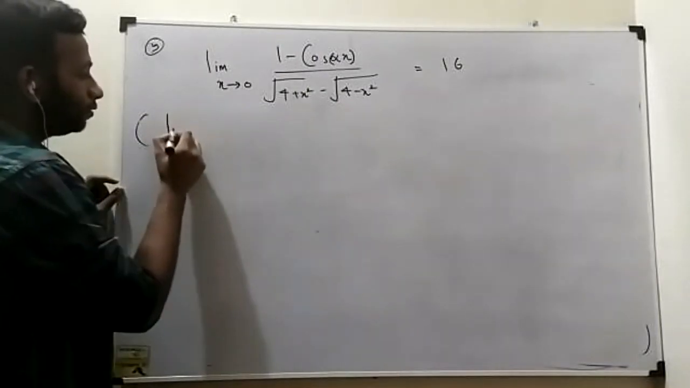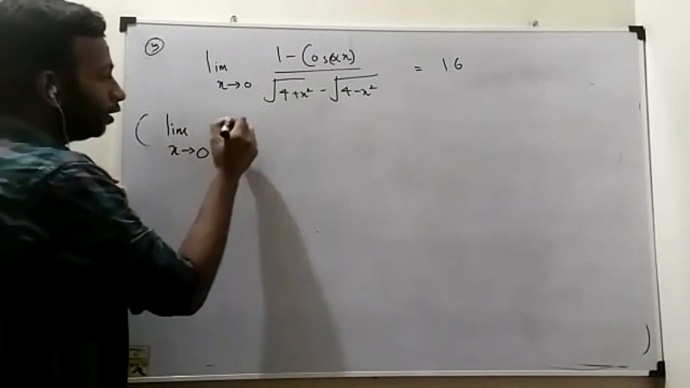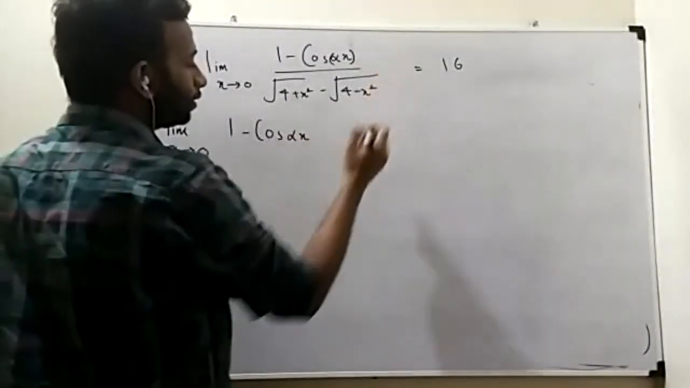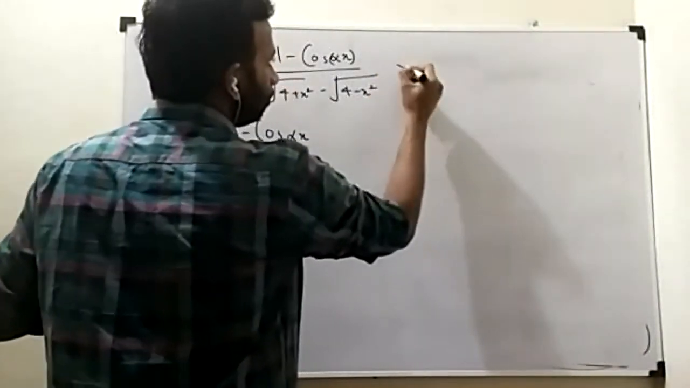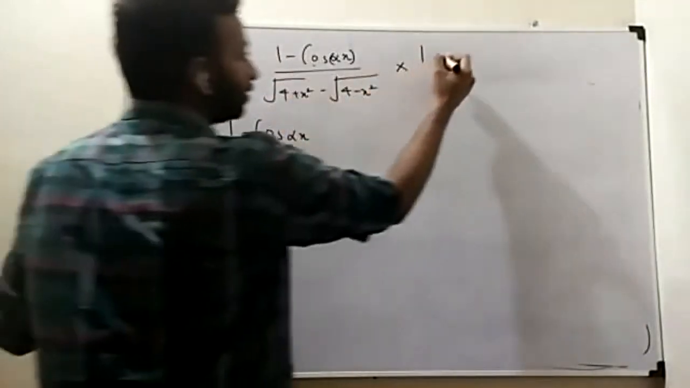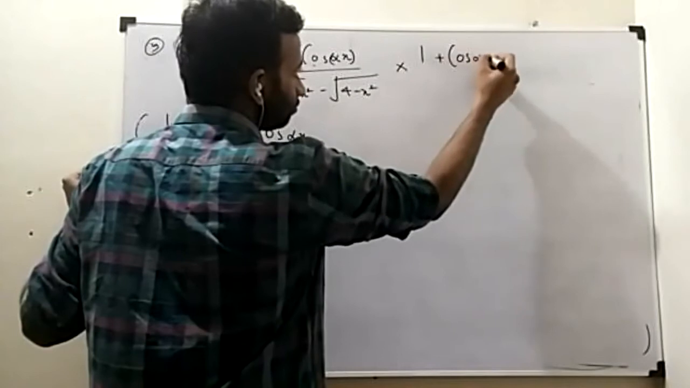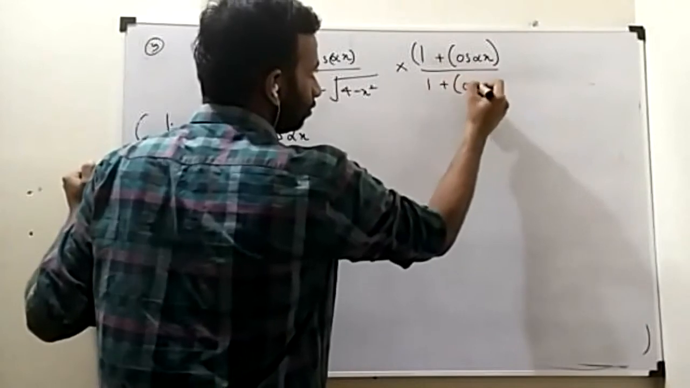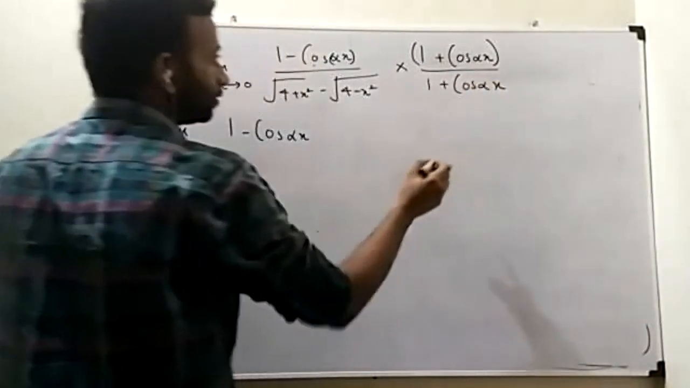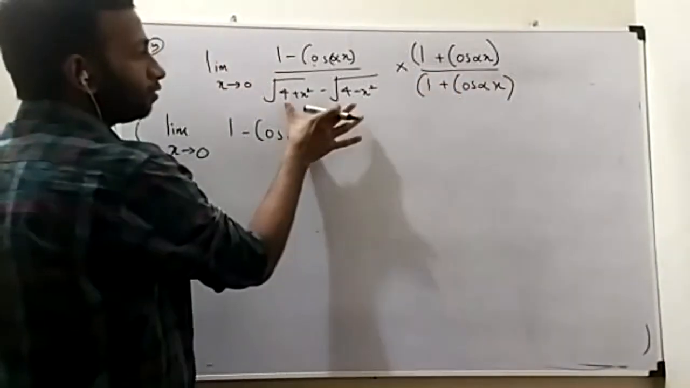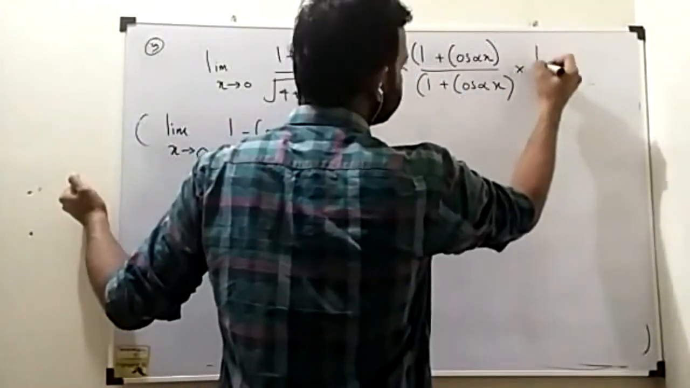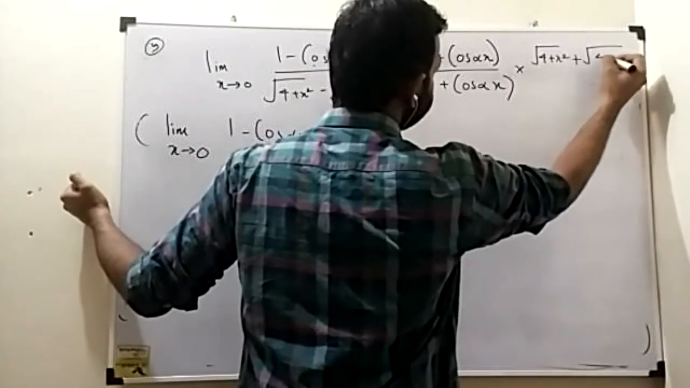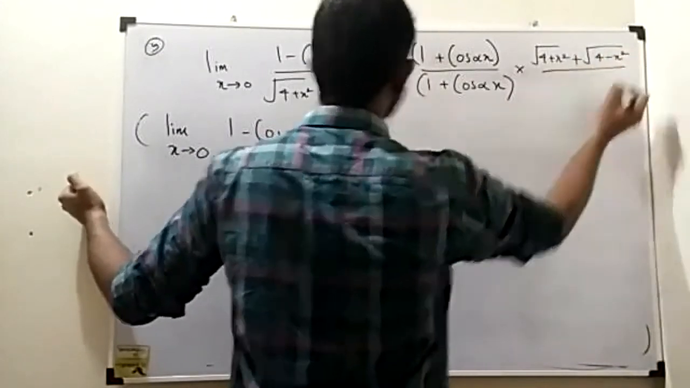So limit x tends to 0, 1 minus cos alpha x. What I'm doing is multiplying this whole thing by the conjugate of this, 1 minus cos alpha x, which is 1 plus cos alpha x. If I'm multiplying something by the top, I also need to divide it by the bottom, so 1 plus cos alpha x. And I'm also multiplying by the conjugate of this, that is root 4 plus x squared, not minus but plus, root 4 minus x squared. Right?